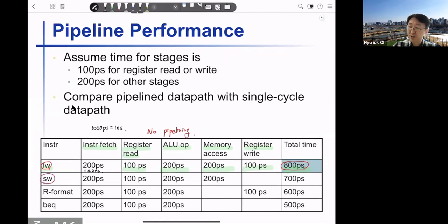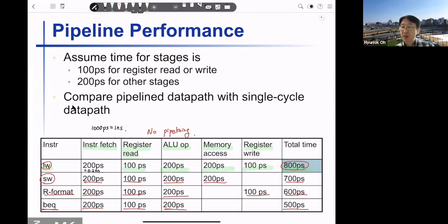Store instruction case: instruction fetch, register read, ALU, memory access, but we don't need to update the register. So it takes 700 picoseconds. R-format ALU operation: 200 for instruction fetch, register read, ALU operation, and memory access is not required. Only we need the register update. So 600 picoseconds. Branch case: instruction fetch, register read, and then in the ALU operation, it is comparing and also updating the PC value. Actually, that takes the next cycle, 200. So 500 picoseconds.